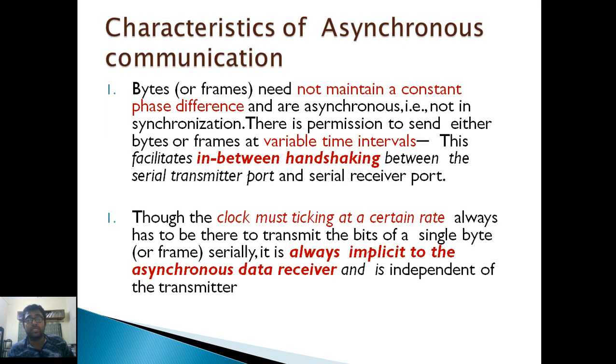Characteristics of asynchronous communication: bytes or frames need not maintain a constant phase difference and are asynchronous. In asynchronous communication, there is permission to send either bytes or frames at variable time intervals. This facilitates in-between handshaking between the serial transmitter port and serial receiver port. Though the clock must be ticking at a certain rate, always there to transmit the bits of a single byte serially, it is always implicit to the asynchronous data receiver and is independent of the transmitter.